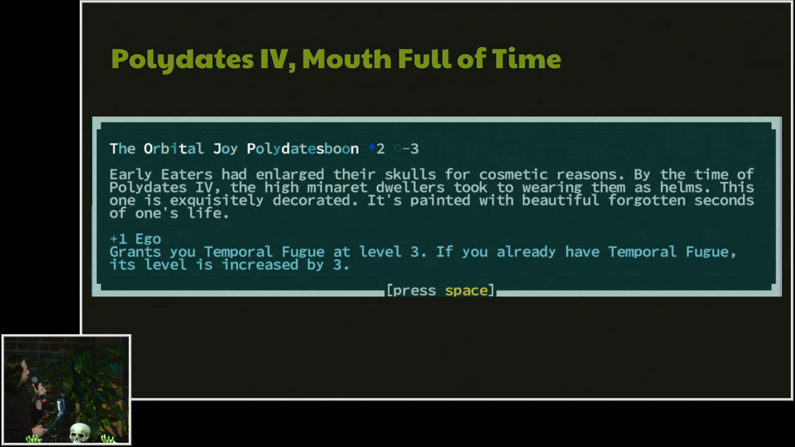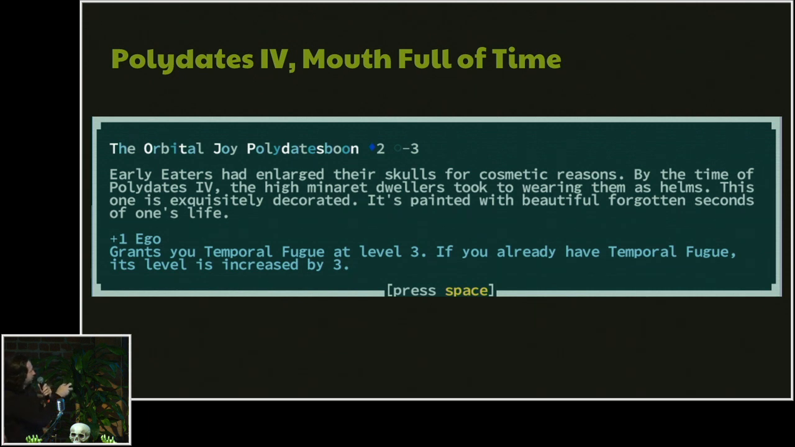It's called the Orbital Joy Polydeities Boon. It's a helmet, and the descriptions of these are sort of hybrids of handwritten descriptions that are parameterized by some of the procedural elements. So like the name of the old aristocrats from the pre-fall past, we call them eaters. So early eaters had enlarged their skulls for cosmetic reasons. By the time of Polydeities IV, the high minaret dwellers took to wearing them as helms.